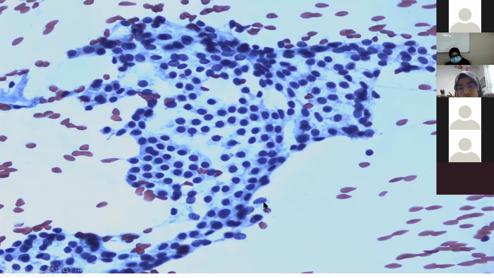Hardly can we see any grooving or inclusion, but here you can see that some of the cells show an open chromatin pattern. Okay, looking at the other sides, a few cells are seen embedded in this fibrin clot. A bit overlapping clusters. You can see that there is microfollicle formation.